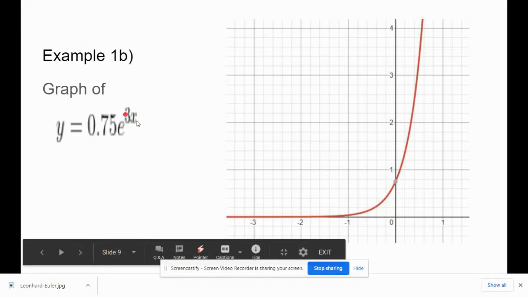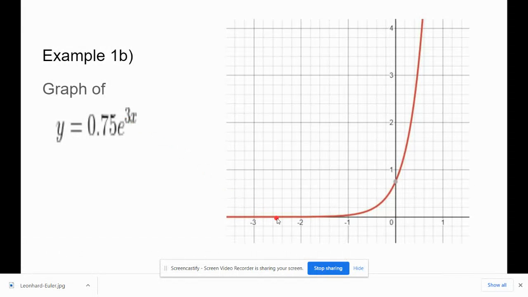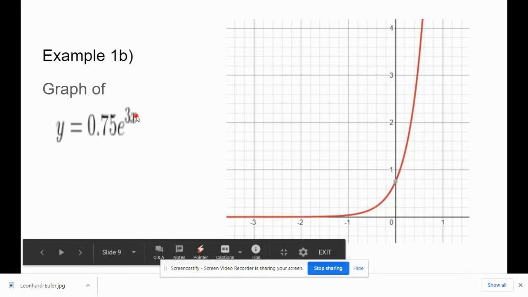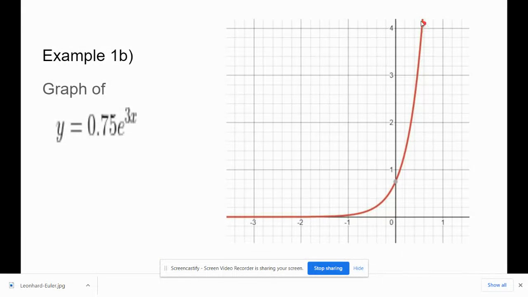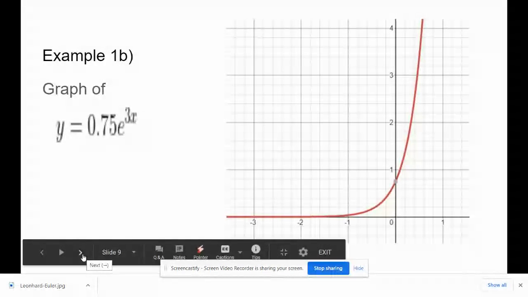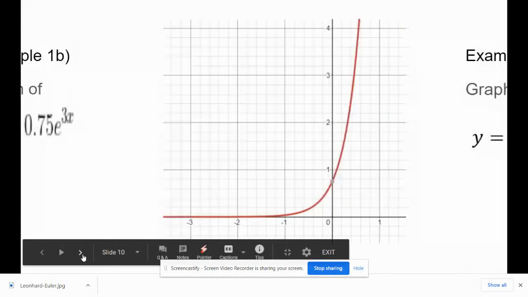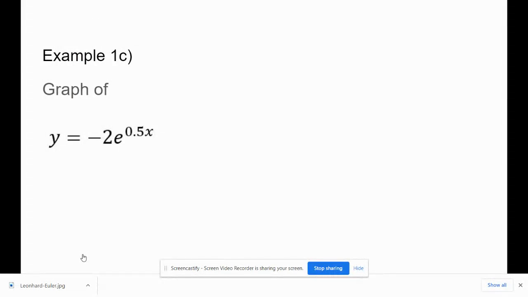This 3, though, is making it increase at a pretty rapid rate, because you're multiplying x by 3 before you're taking e to that power. So notice that it has a much quicker increase than the graph we did before of just y equals e to the x. Okay, so that was example 1b. Now let's look at example 1c. This is negative 2e to the 0.5x. Let's talk about what we think is going to happen.